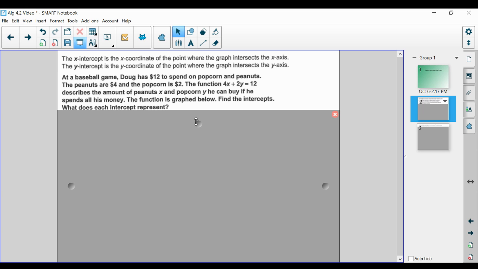So let's talk about this first before we look at a graph. Well, Doug has $12 to spend. He could buy peanuts for $4 each. Popcorn is $2 each. Well, how do we show $4 each for peanuts if peanuts represents our x? Well, that's 4x. What about popcorn? Popcorn is $2 per bucket, and it's saying popcorn is y. So we would write that as 2y, because it's $2 per popcorn bucket, or $4 per bag of peanuts. And we know the total amount of money that he has is going to be 12. So we can write out an equation, 4x, $4 per bag of peanuts, plus 2y, $2 per bucket of popcorn, is equal to $12.